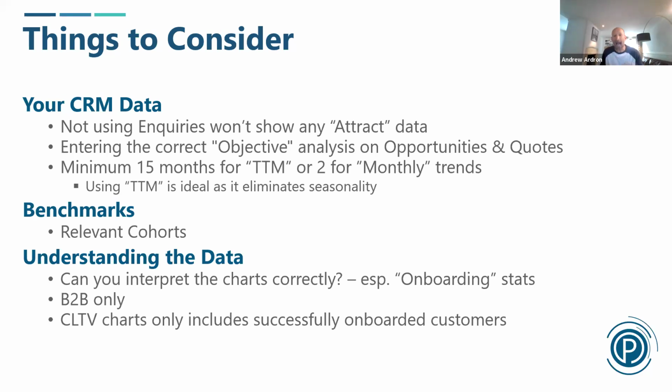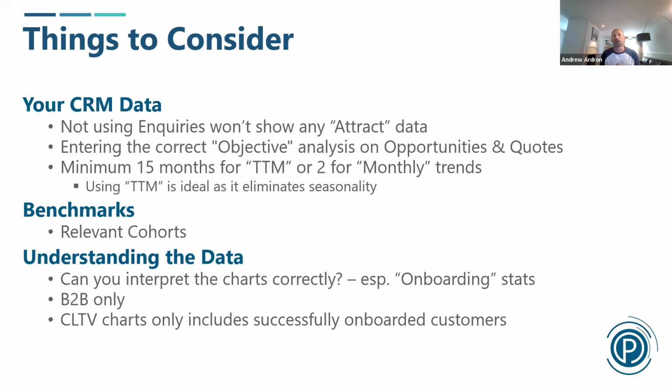And if you haven't been getting that data, or maybe you've just started using Prospect and Unleashed, or Prospect and Xero, and you don't have history across all of these, it's probably worth saying that you need a minimum of 15 months of data for the trailing 12 months to give you a trend. And you need a minimum of 2 months for the monthly view to give you a trend, because obviously 1 month is not a trend. Ultimately, using trailing 12 months is usually ideal because it eliminates the seasonality that I talked about at the beginning.